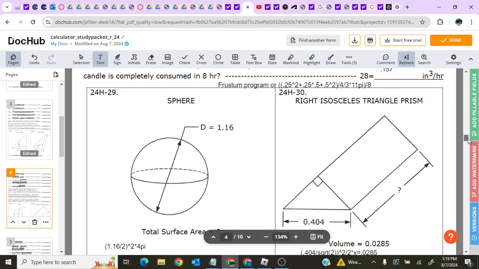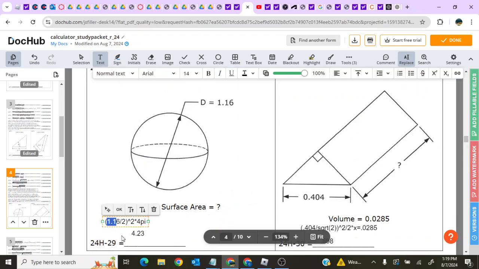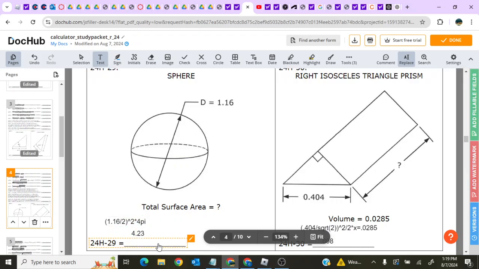Okay, 29, a sphere. The surface area of a sphere is 4 pi r squared. So r squared times 4 pi. You get 4.23.